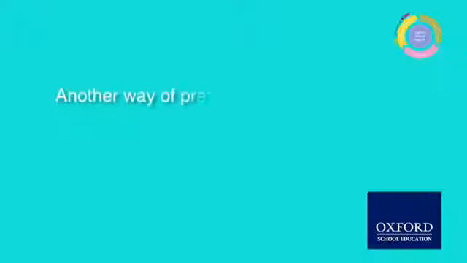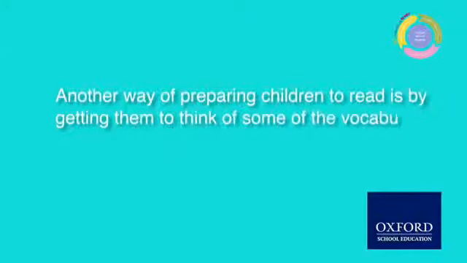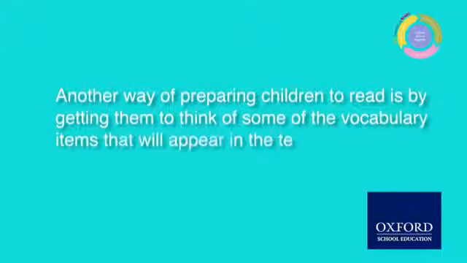So the first way of preparing the children or scaffolding the reading process is through visuals. And particularly in the early books, the teacher should discuss the pictures that accompany the text before starting reading. Another way of preparing children to read is by getting them to think of some of the vocabulary items that are likely to appear in the text.